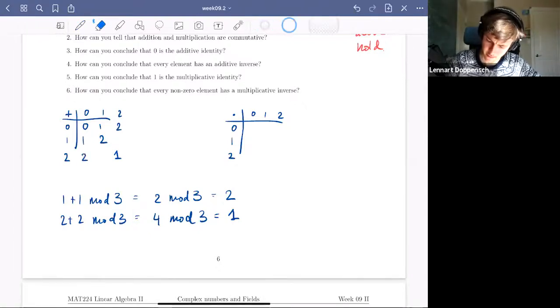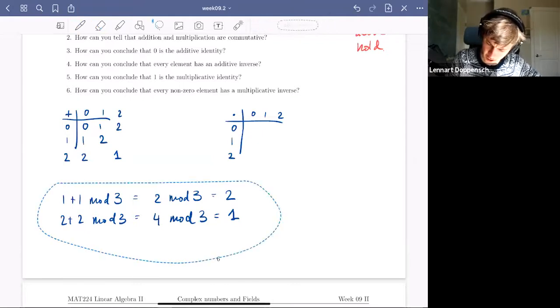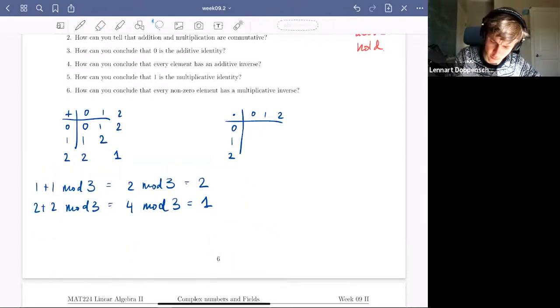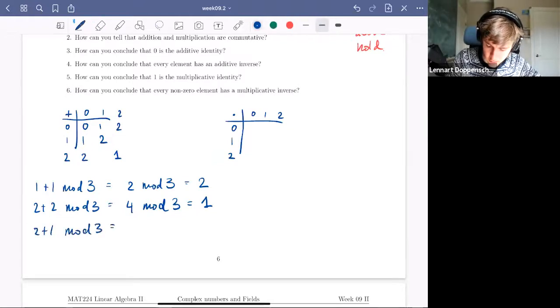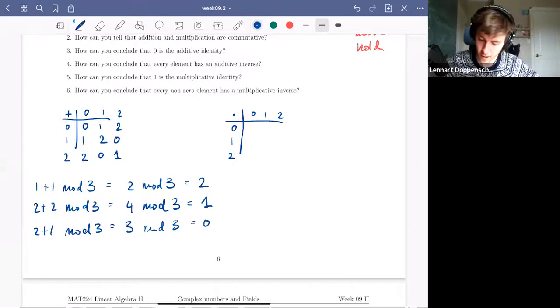What about 2 plus 1? Let's keep the addition on the left-hand side. Someone tell me what is 2 plus 1 mod 3? This is 3 mod 3, and this is exactly a multiple of 3, so it's 0. And same here. Okay, so right-hand side.